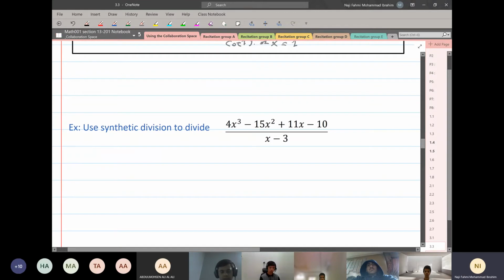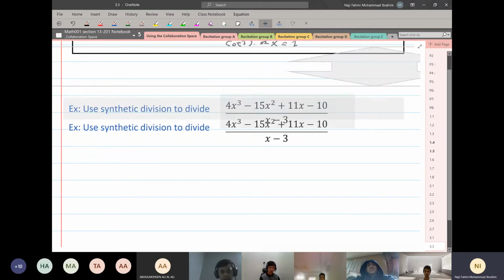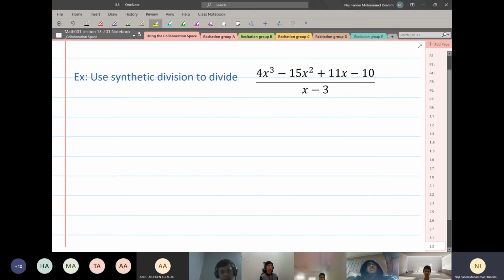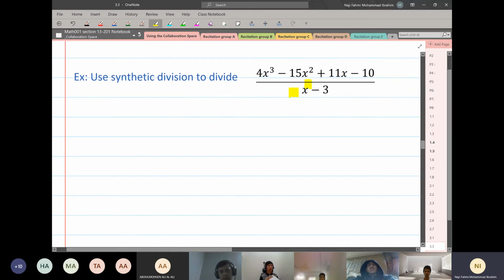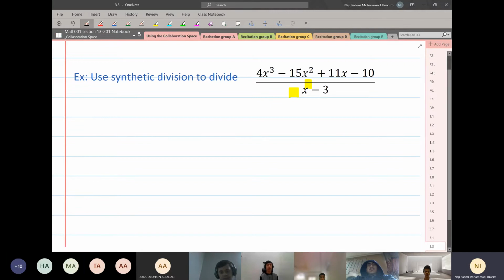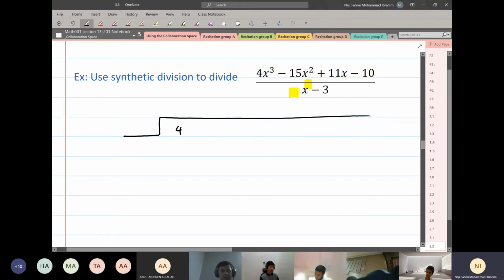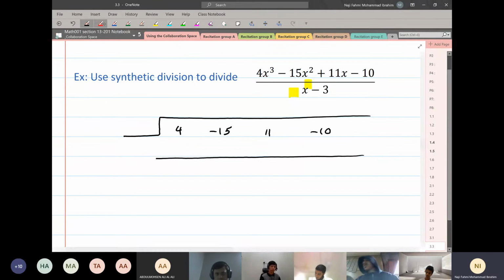Now, can I use the synthetic division in this next example? Yes. Why yes? Because the coefficient of x in the divisor is 1 and the power is what? Now I want each one of you to start dividing and use the synthetic. I will just write the options, which are 4, negative 15, 11, and negative 10. We'll divide that by what? What's the 0 for the divisor this time?